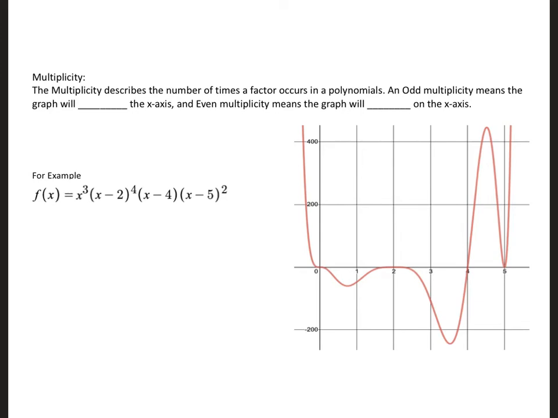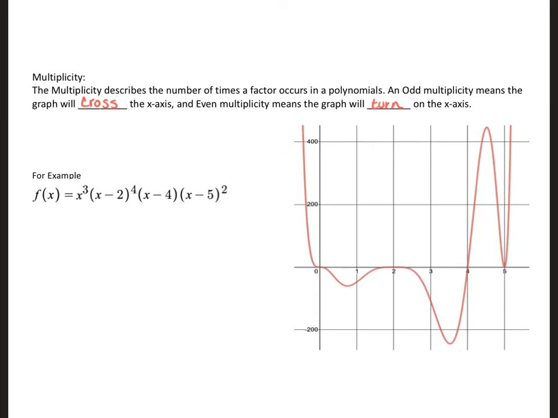The next benefit of factored form is the multiplicity. Multiplicity describes the number of times a factor occurs in a polynomial. An odd multiplicity means that the graph will cross the x-axis, and an even multiplicity means that the graph will turn on the x-axis. The best way to show this is talking about my example here. I have this function f of x equals x to the 3rd power, x minus 2 to the 4th power, x minus 4, there's no exponent, so there's an understood 1 there, so x minus 4 to the 1 power, and x minus 5 to the 2nd power.